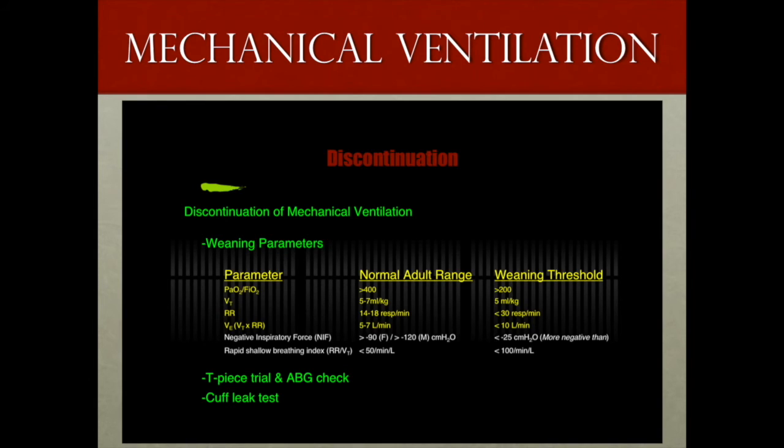The respiratory rate, a normal respiratory rate is between 14 to 18 respirations per minute. You want the patient to have at least less than 30 respirations per minute, and your minute ventilation. You want the patient to have a normal minute ventilation such that they can meet their physiologic demands.